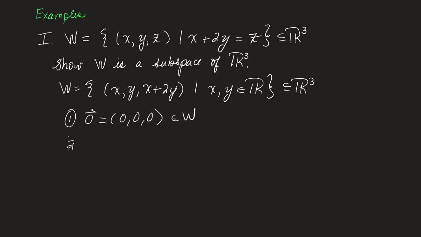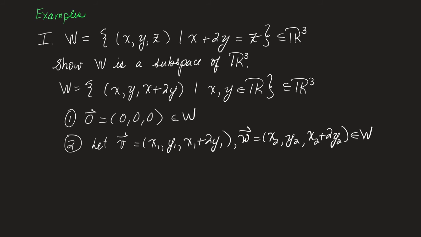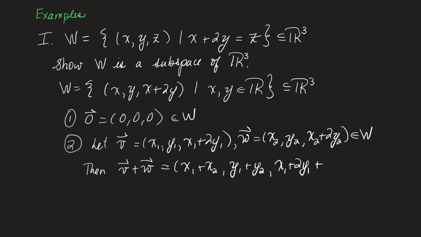Next, I want to show that it's closed under addition. So I'm going to take 2 arbitrary vectors in W and show that their sum is in W. So there are my 2 vectors, V and W, which are both in the set W. So what's V plus W? Well, V plus W is equal to x1 plus x2, y1 plus y2, x1 plus 2y1 plus x2 plus 2y2.